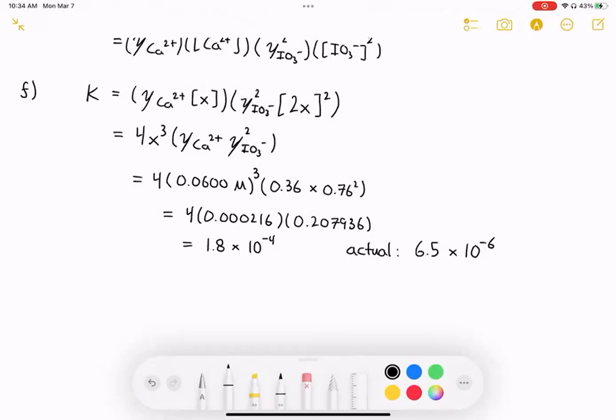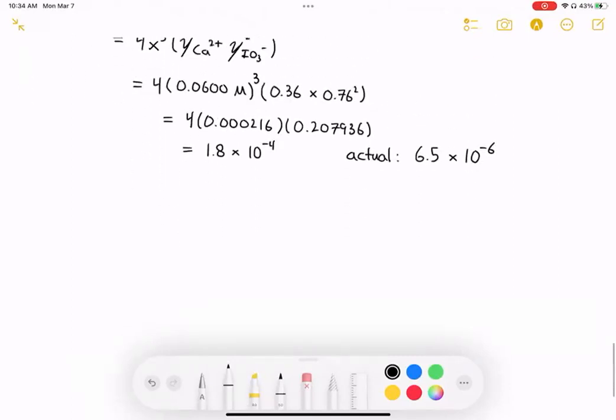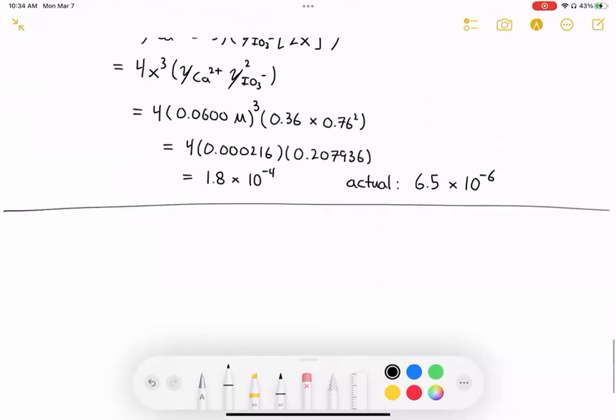Okay, so now let's move on here. Now we're going to go a little bit back. Let's go back to where we determine the solubility constant using concentration. So calculating solubility products.